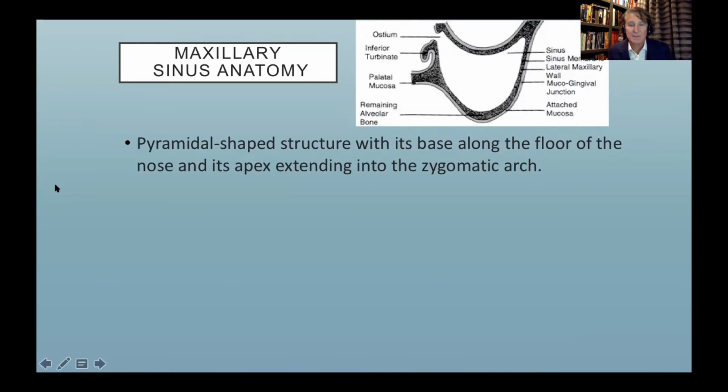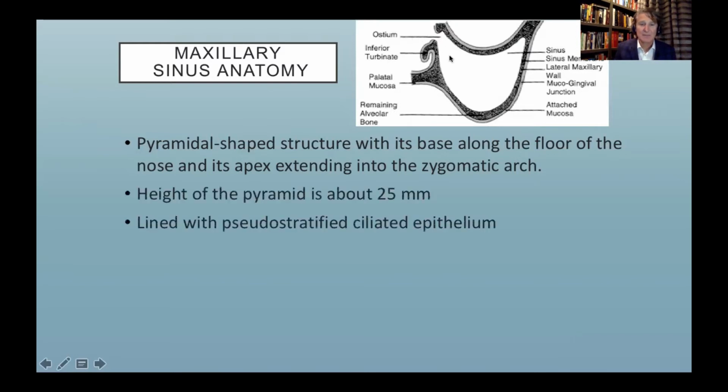So what is the shape of the sinus? Well, it's basically an upside down pyramid. This is where we have the cheek side. This is the nasal side. And there is a drainage point right here called the osteotome. And that is basically about 25 to 30 millimeters up there.